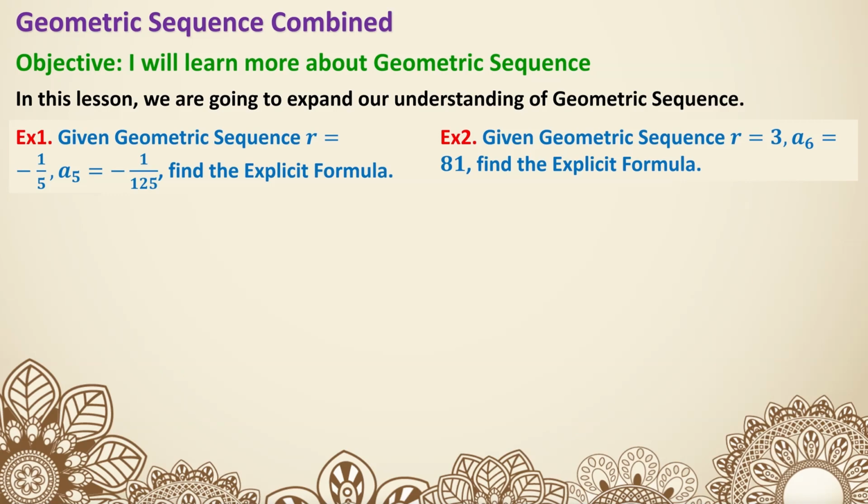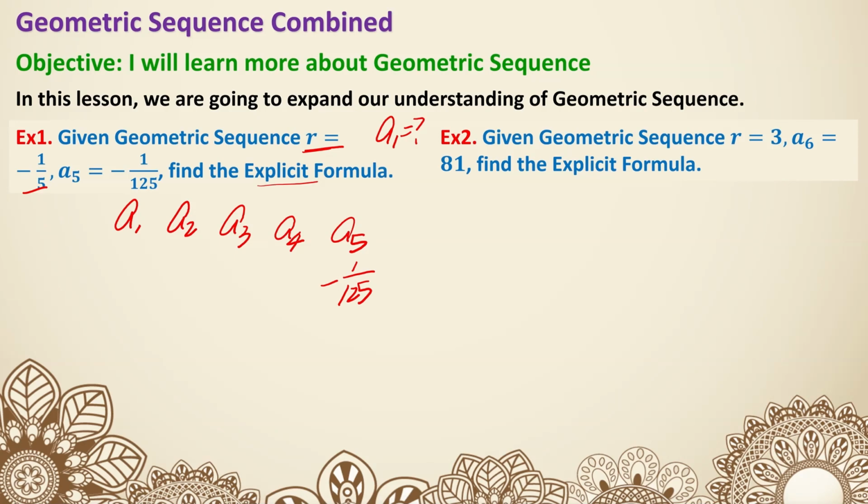Example 1. Given geometric sequence r negative 1/5, and you're given a sub 5, which is negative 1 over 125, it is asking to find the explicit formula. Well, r is given, so in order to find the explicit formula, we need to find our a sub 1 in order to be able to write the explicit formula. But we're given a sub 5. So in order to find a sub 1, we kind of need to go backwards. So a sub 4, a sub 3, a sub 2, and then we can find a sub 1. A sub 5 currently is negative 1 over 125.